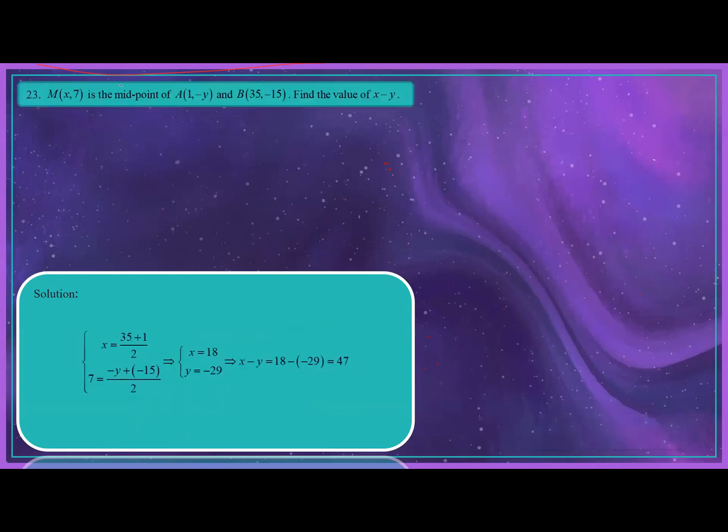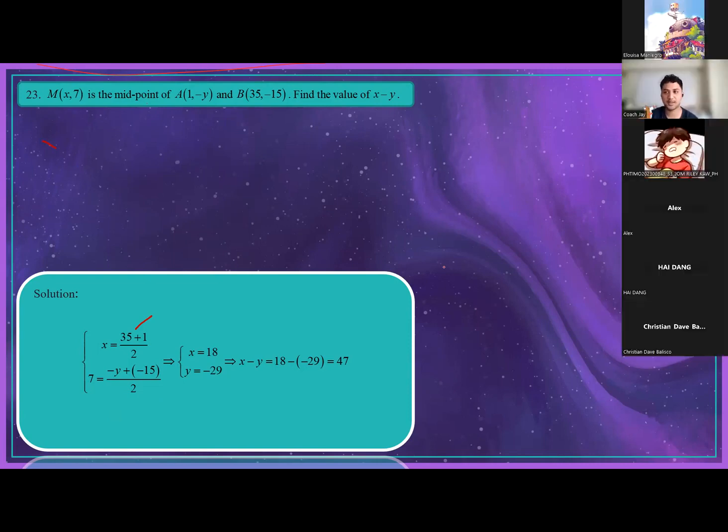Point M with coordinates (x, 7) is the midpoint of A with coordinates (1, -y) and B with coordinates (35, -15). Find the value of x minus y. It's just the midpoint formula. Our x would be the sum of the x-coordinates of A and B, so that's (35 + 1)/2. And 7 would be the sum of the y-coordinates, so that's (-y + -15)/2. Solving for x and y, you have x equals 18 and y equals -29. So x minus y would then be 47.